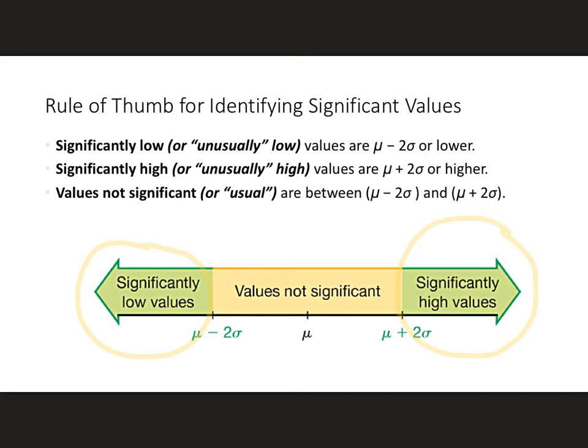Your values that are not significant or not unusual, so these are going to be your usual values, are going to fall in between the 2 standard deviations below and above. So these are the usual values.